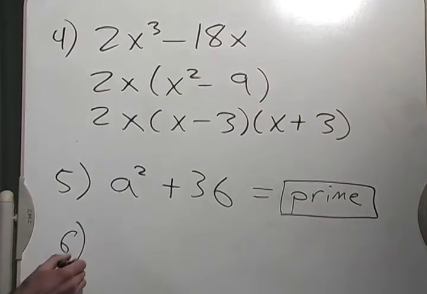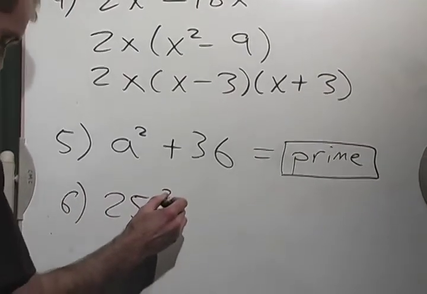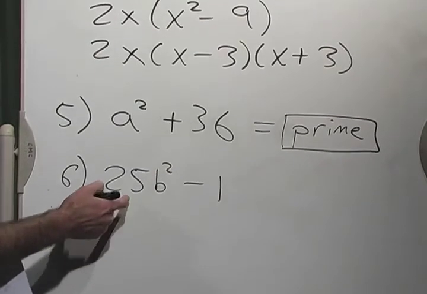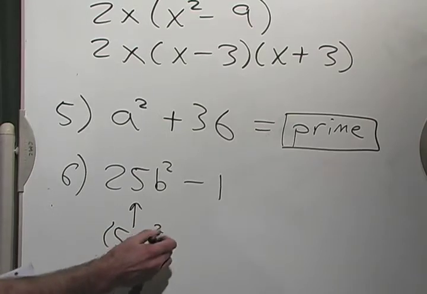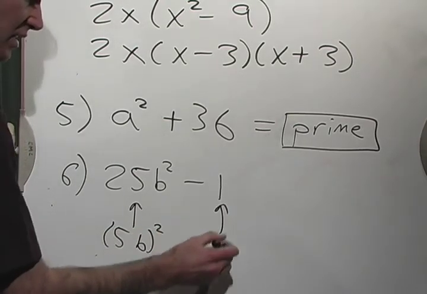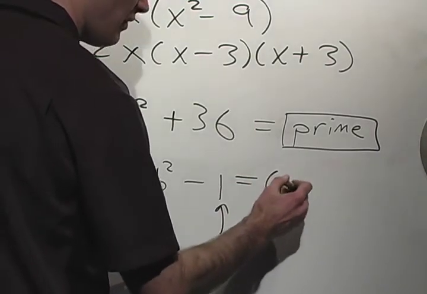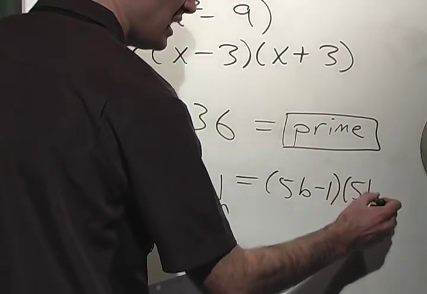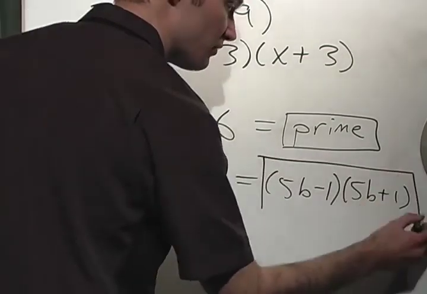How about this one? Number 6. If I have 25b squared minus 1, well, I know that this breaks down into 5b squared, and I know that this breaks down into 1 squared. So what I have here is 5b minus 1 times 5b plus 1, and this will be my final answer.